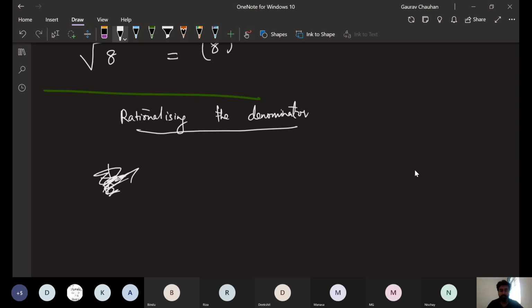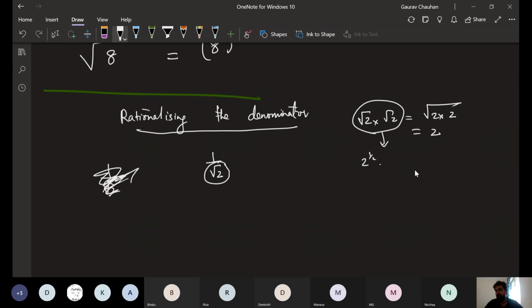So suppose I came to a number which says 1 by root 2. I know root 2 is there. If I multiply it with root 2 into root 2, that will give me root over 2 into 2, which is 2. One more way of looking at this same thing is 2 to the power half into 2 to the power half. That's basically a power m into a power n is equal to, anyone?